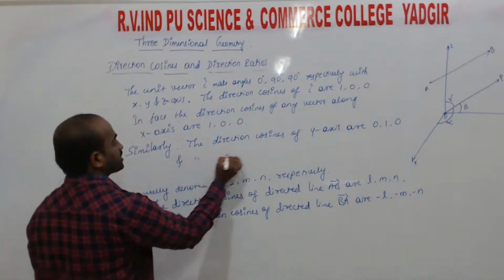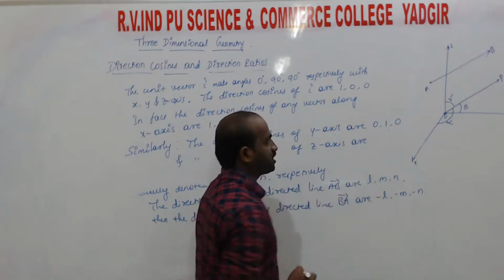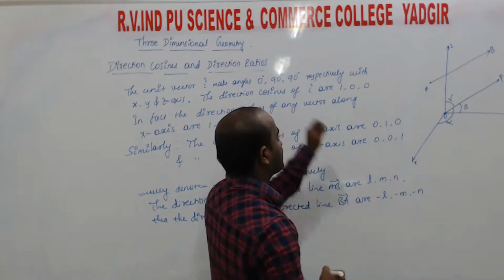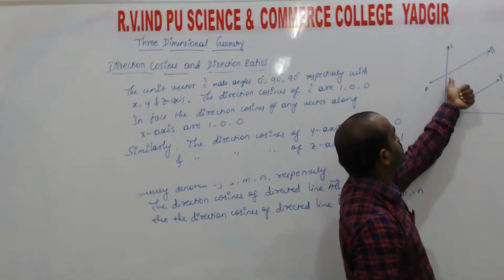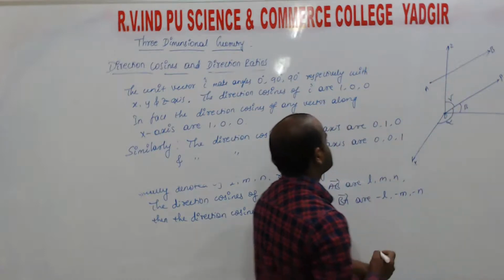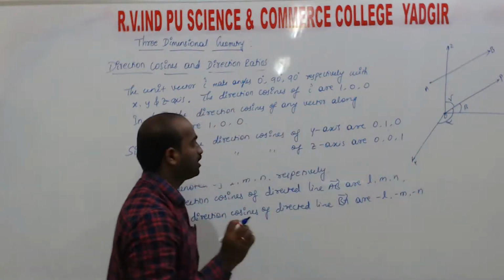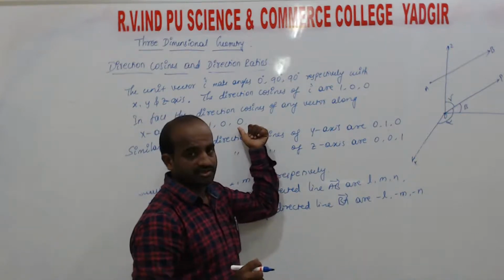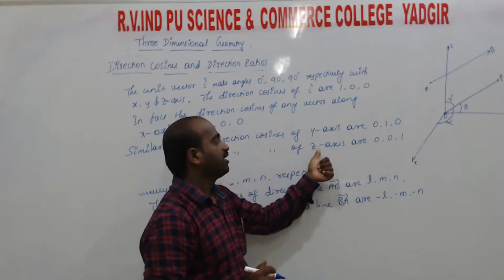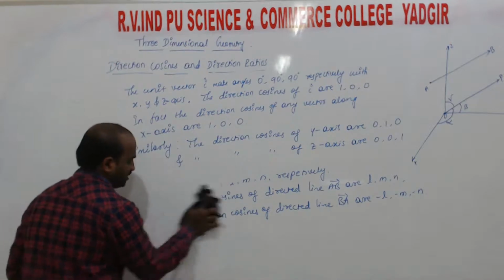Okay, and the direction cosines of the z-axis are 0, 0, 1, because the unit vector k cap makes angles 90, 90, 0. Cos 90 is 0, cos 90 is 0, cos 0 is 1. Very important for 1 mark: write the direction cosines of the x-axis, y-axis and z-axis. They are 1, 0, 0; 0, 1, 0; and 0, 0, 1.